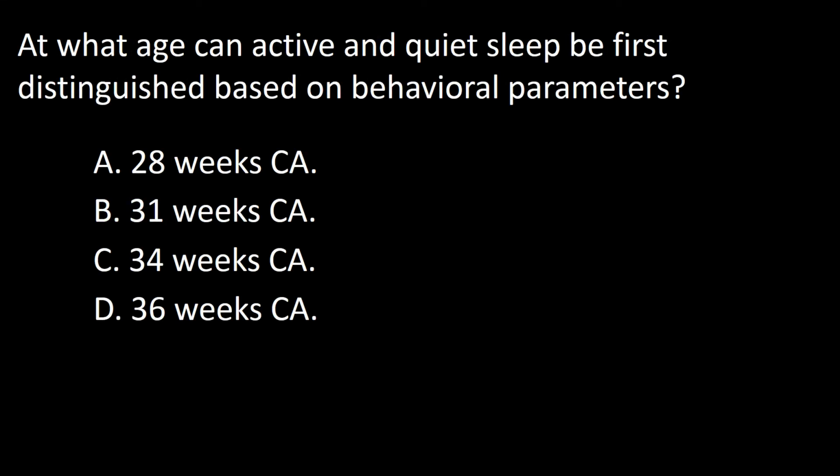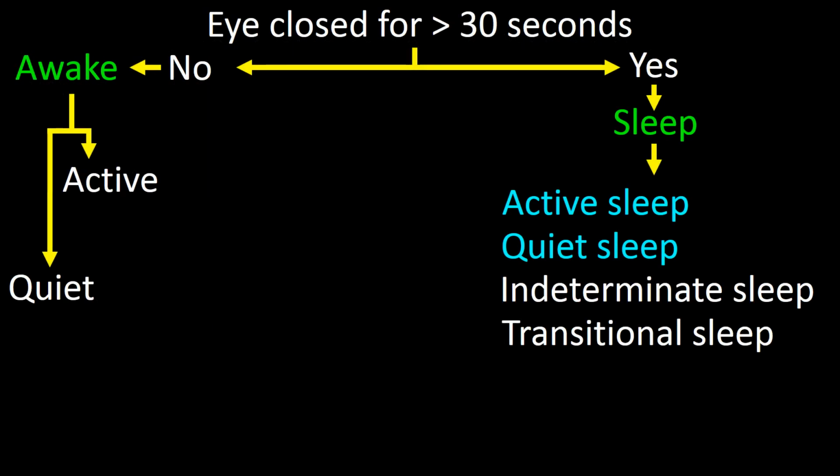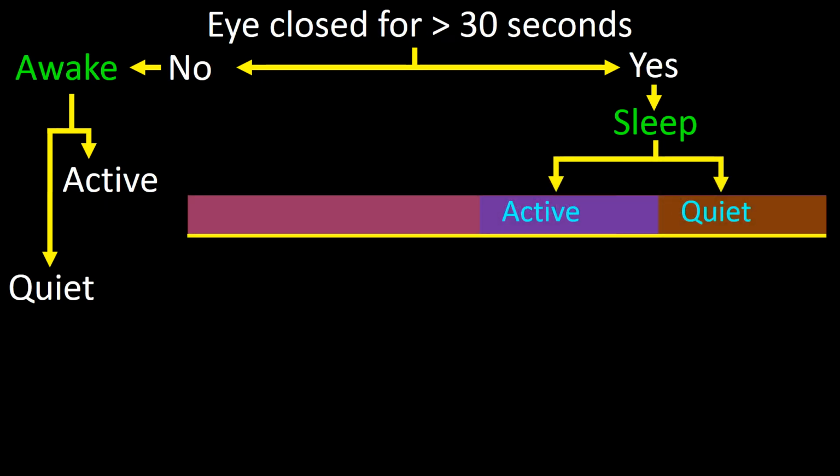Next question. At what age can active and quiet sleep be first distinguished based on behavioral parameters? A. 28 weeks conceptual age, B. 31 weeks conceptual age, C. 34 weeks conceptual age, D. 36 weeks conceptual age. Active sleep and quiet sleep have very distinct characteristics.